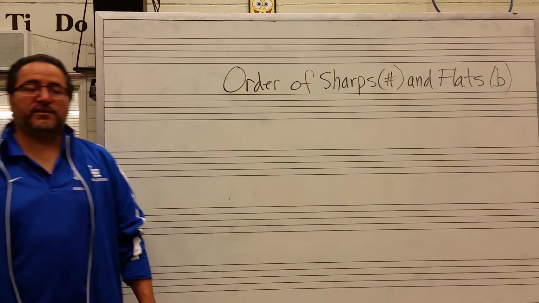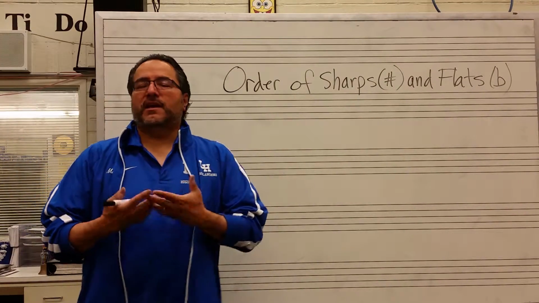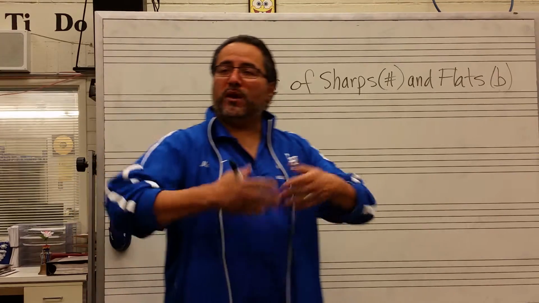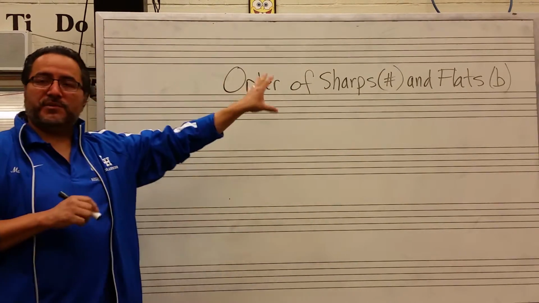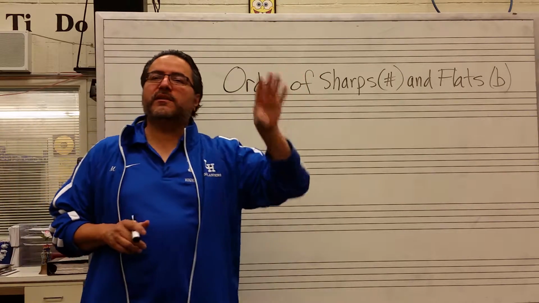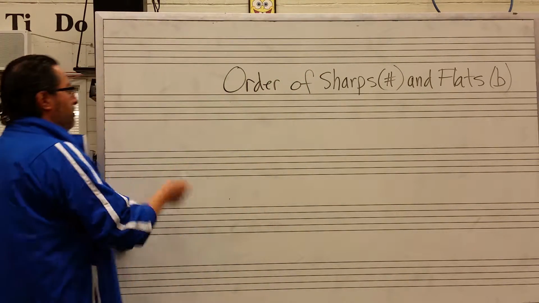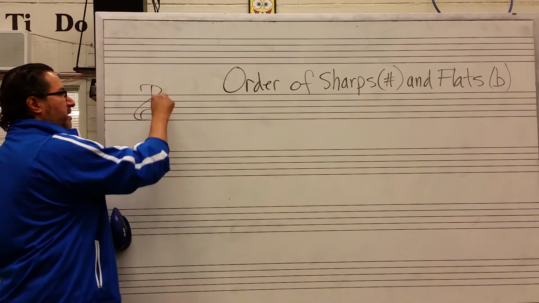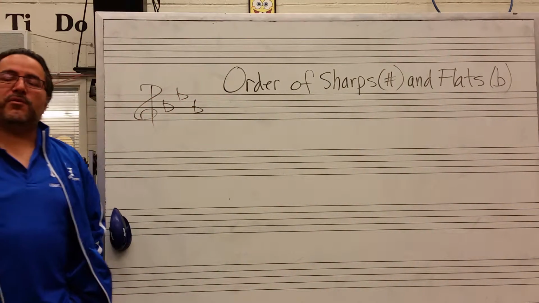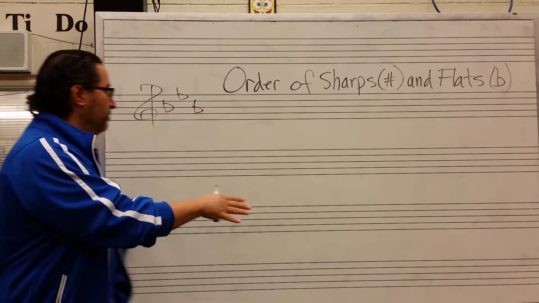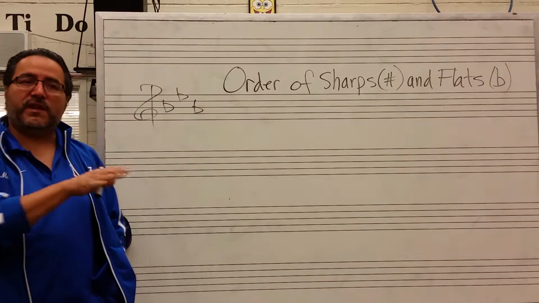Okay, so today's lesson is on the order of sharps and flats. In our standard music that goes back well over 300 years, we have a set of sharps and a set of flats that always comes in the same order. If you see a piece of music and it looks like this, those three flats always come in the same order, but they go all the way up to 7 sharps or 7 flats.